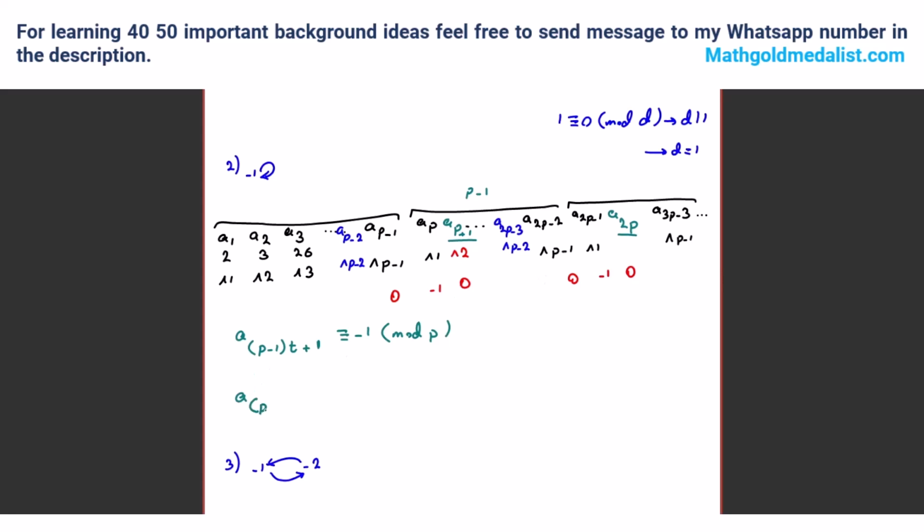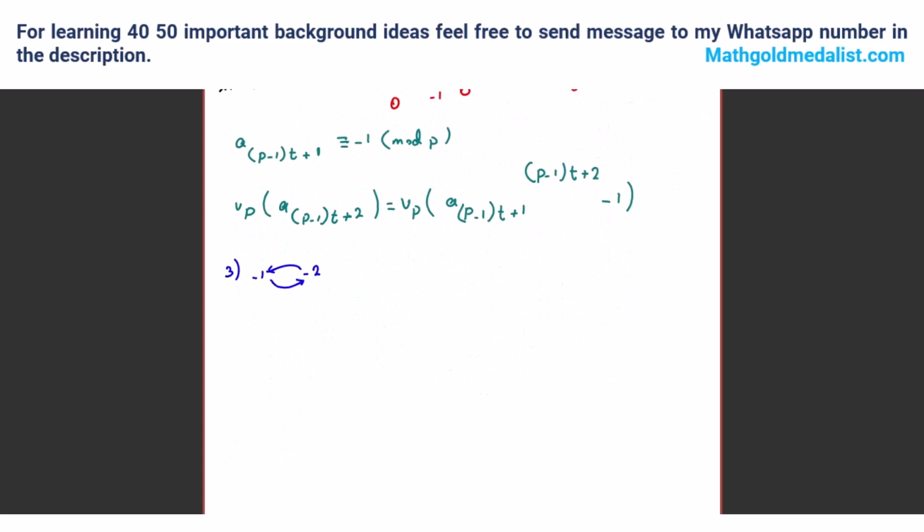Now, if we consider a^(p minus 1), now we want to consider this number; the next one reaches to the power of 2, equivalent to power of 2. So let's consider v_p of a^((p minus 1)t plus 2) minus 1. Okay, so these numbers. It is equal to v_p of a^((p minus 1)t plus 1), to the power of (p minus 1)t plus 2, minus 1. Okay, and then we can say what?